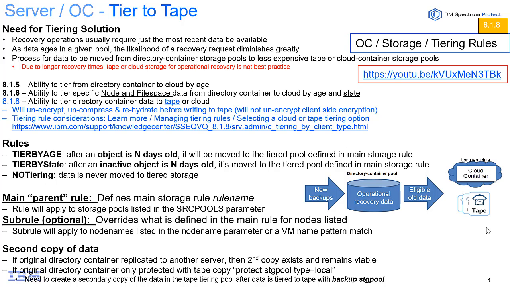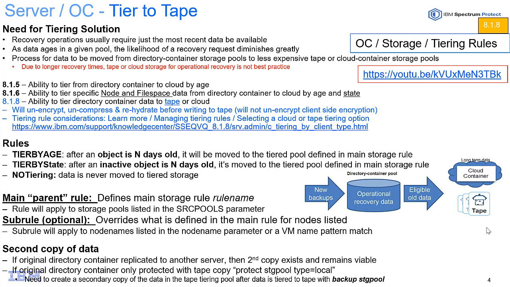Now, when we tier that data from a disk directory out to tape, we will uncompress and rehydrate that data before writing it to tape. We do have considerations that you should take into account before you set up tiering rules, and I do have that link here. In fact, I've got the chart in this deck as well, so I'll show that to you. But make sure you check that out before you set up those tiering rules.